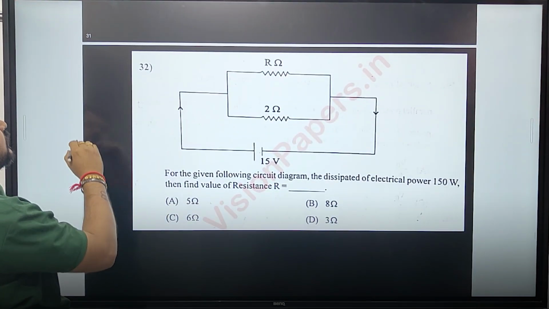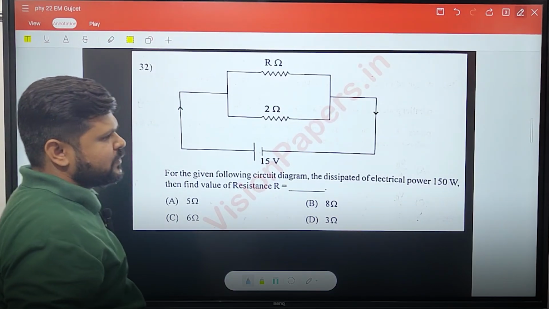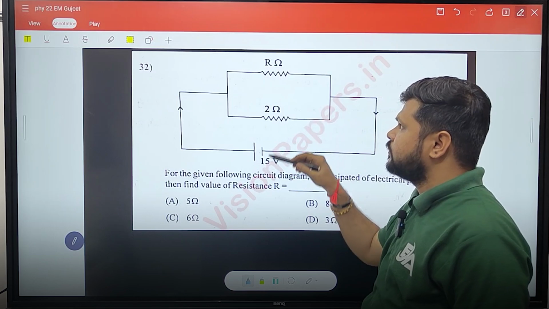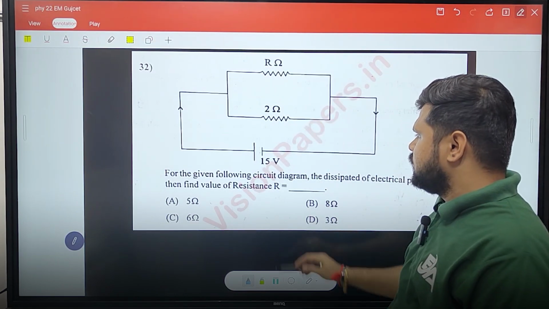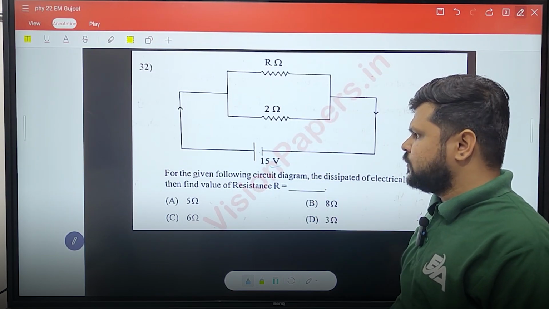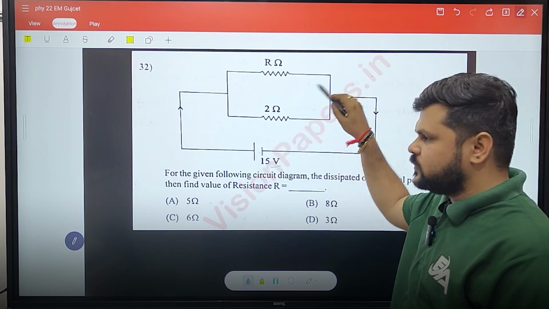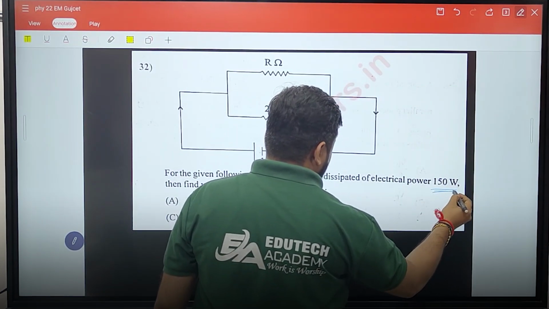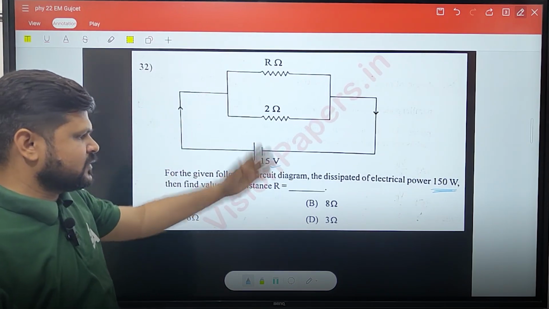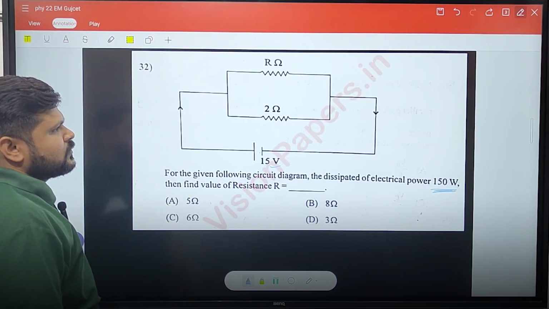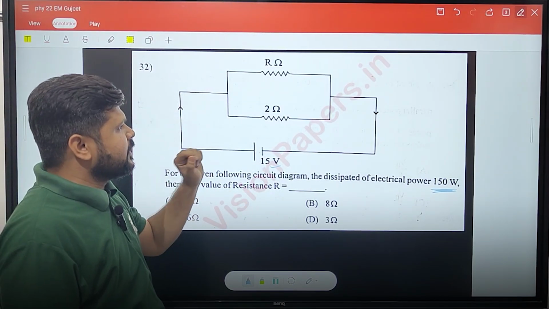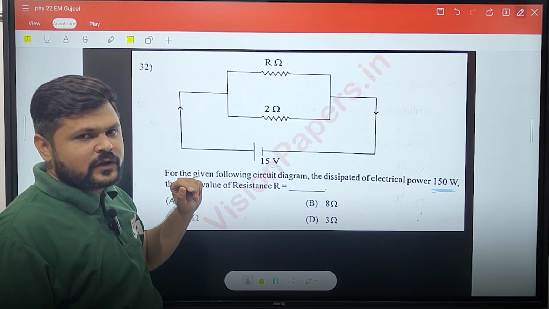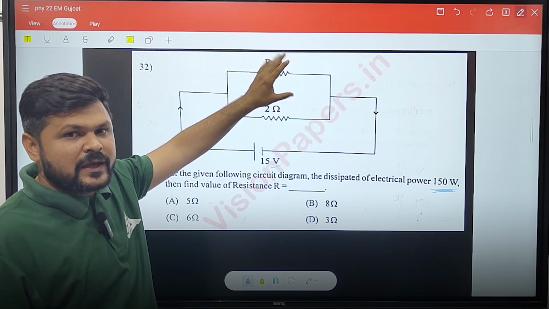Now MCQ number 32. This is one important logical MCQ. We are given this circuit, R and 2 ohm, that is connected to a battery of 15 volt. The total power used in this circuit is given, that is 150 watt, and our question is what will be the resistance. So first see that here these two resistances are connected in which type of connection? Both are connected in parallel connection.